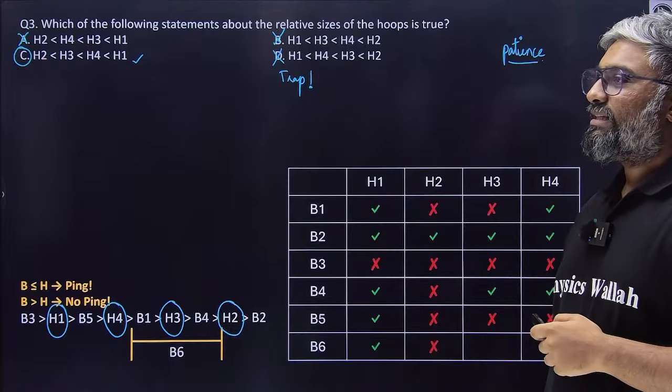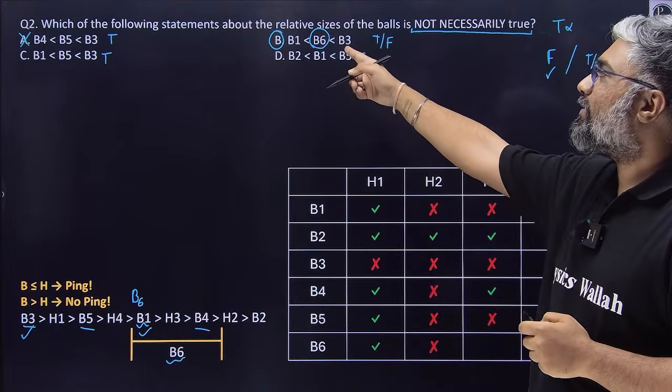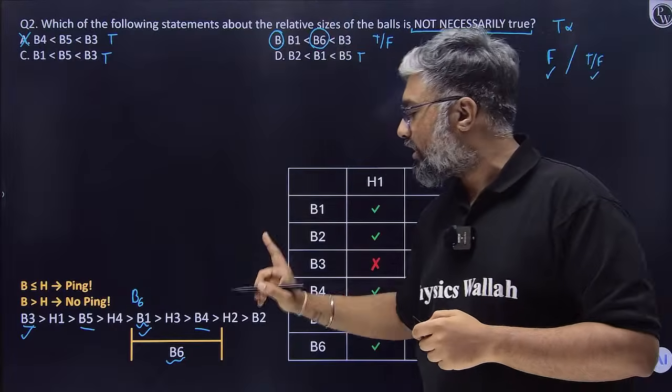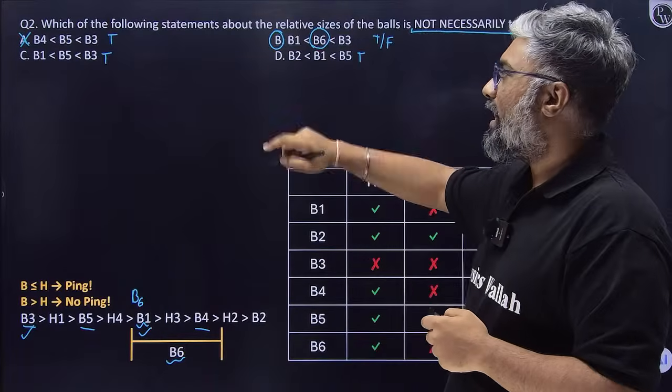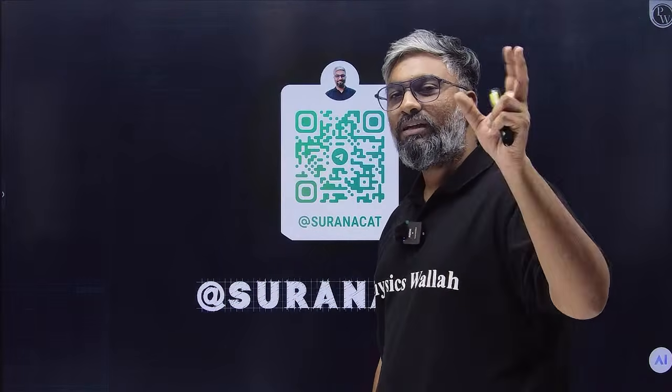Yeah, this one was a silly mistake. I get it. Everything else, I think this one was an easy giveaway. Once we found out that B6 is the problematic one, done. This one also easy. So I hope this set was a doable one. We will continue doing such sets.